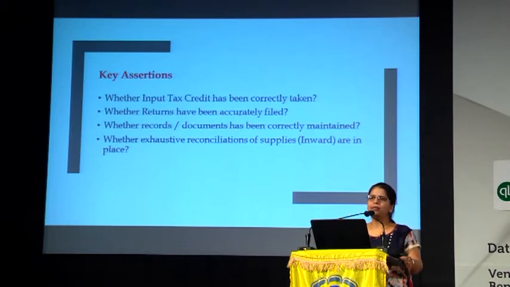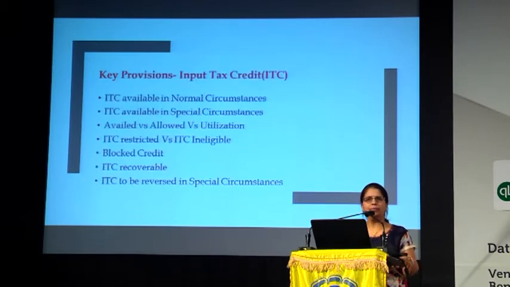Though you would have filed 3B for certain registered suppliers, you may not have filed GSTR 1. But basically the instruction says that you have to pick the information from GSTR 1. So I think this is the way we have to understand when we are drafting this GSTR 9 or 9C. Now let us briefly understand the key provisions as applicable for input tax credit.